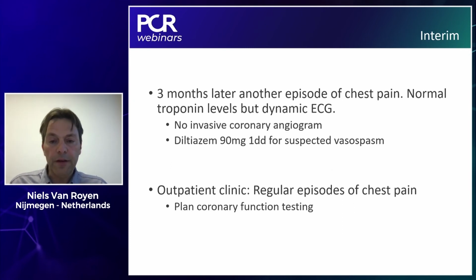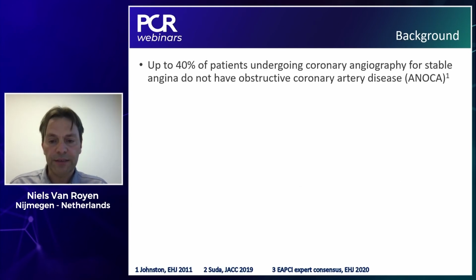Now, three months later, he presented again with an episode of chest pain. This time, no elevated troponin levels, but some EKG changes. And then we decided, again, not to perform an invasive coronary angiogram, but to pragmatically treat him with diltiazem under the suspicion of vasospasm. That went well for a couple of weeks, but then he came back to the outpatient clinic again and said, well, I really have regular episodes of chest pain, so I want to have a clear diagnosis. So that's when we decided to plan a coronary function test.